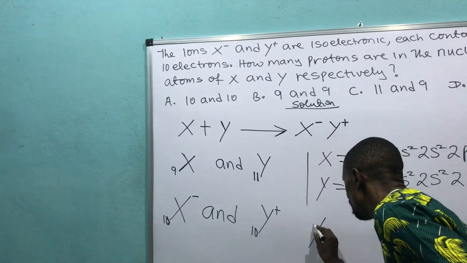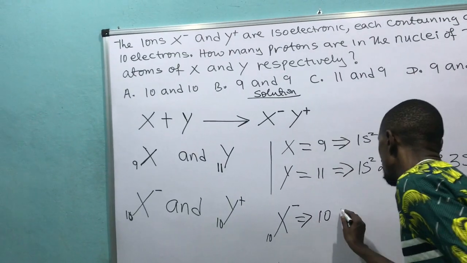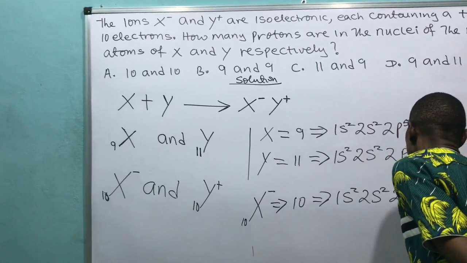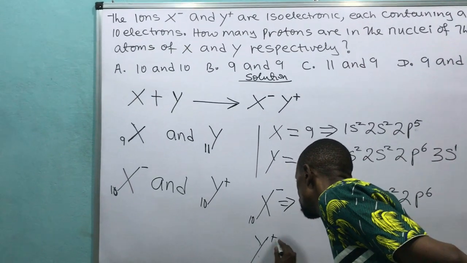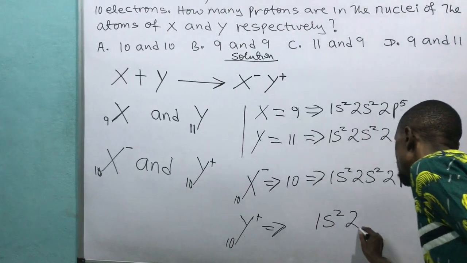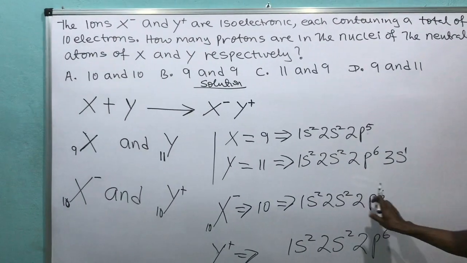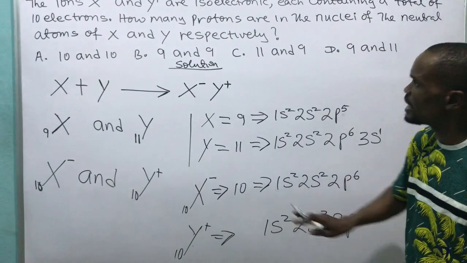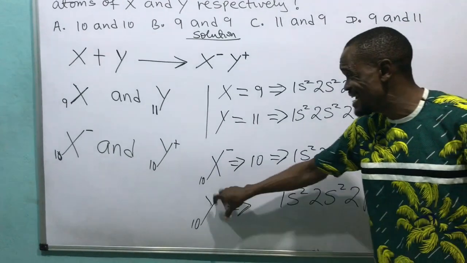The electronic configuration after the reaction of X implies 10, which is 1s2, 2s2, 2p6. And Y, which is positive, gives me 10, which implies 1s2 as well, 2s2, and 2p6. You check it now, 2 plus 2 is 4, plus 6 gives me 10. And they have equal electronic configuration after their reaction.